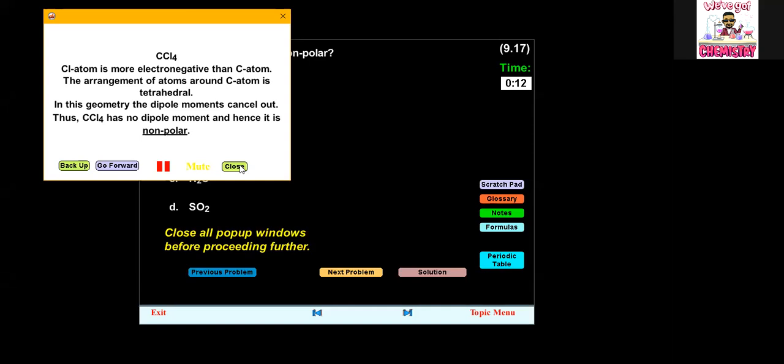CCl4: the Cl atom is more electronegative than the C atom. The arrangement of atoms around the carbon atom is tetrahedral. In this geometry, the dipole moments cancel out. Thus, carbon tetrachloride has no dipole moment, and hence it is non-polar.